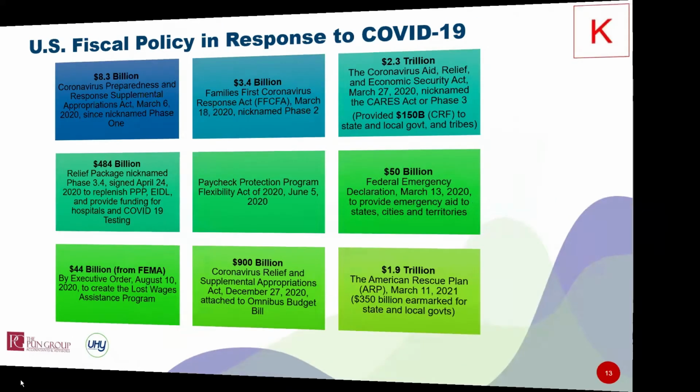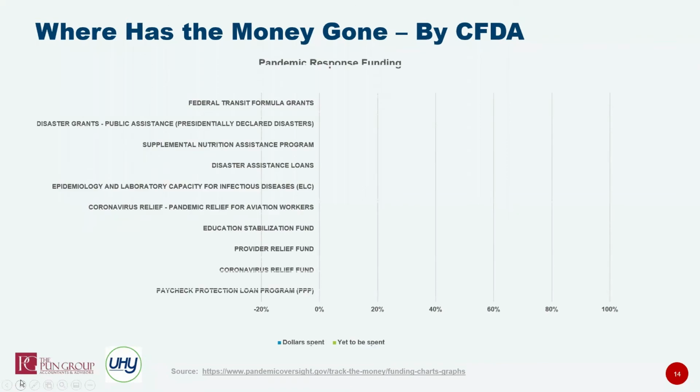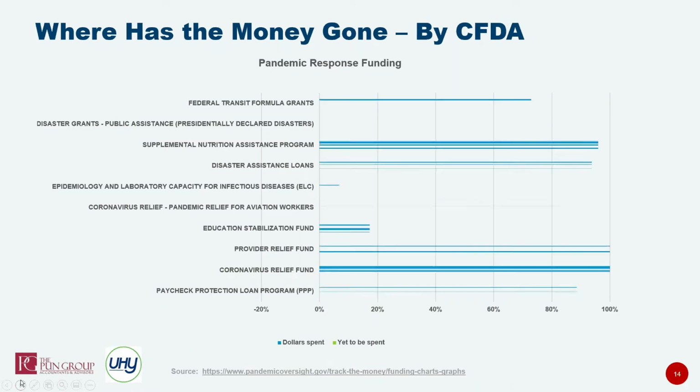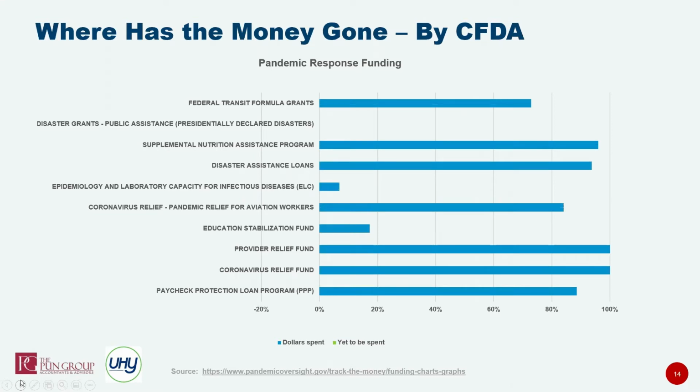And if we look at the next slide, we can see where the money has gone by CFDA. I've given you a link at the bottom of this chart, and it'll be in your additional resources at the end. You can see the pandemic response funding by CFDA number: federal transit formula grants, disaster supplemental nutrition, disaster assistance loans, epidemiology and laboratory capacity for infectious disease, which we'll call ELC, coronavirus relief, education stabilization, PRF and CRF, which are the common terms, as well as PPP. The next slide shows dollars spent in those programs.